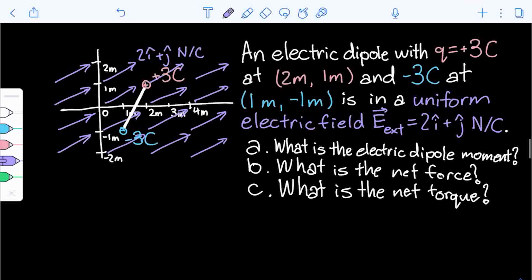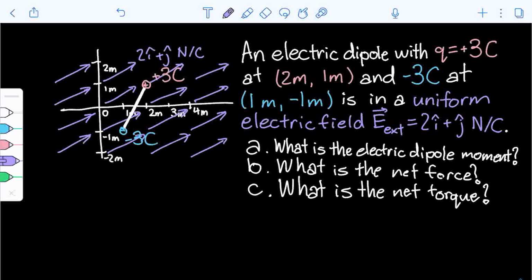Okay, so here we are. An electric dipole with the positive charge being 3 coulombs at (2, 1), and the negative charge being 3 coulombs at (1, -1), is in a uniform electric field of strength 2I plus J newtons per coulomb. Okay. So A, what is the electric dipole moment? B, what is the net force? And C, what is the net torque?